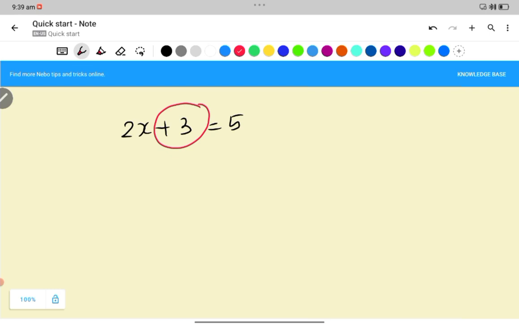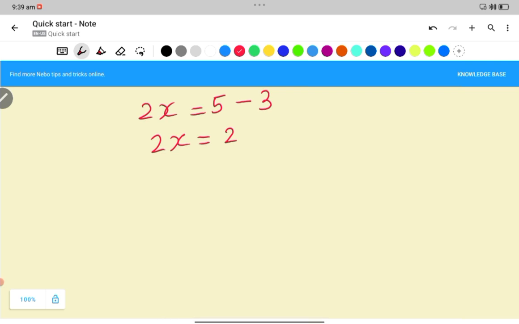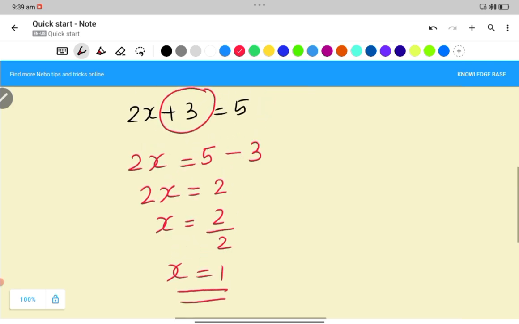So plus 3 becomes minus 3. 2x is equal to 5 minus 3. That is, 2x is equal to 2. Here 2 is multiplied with the x. We have to take this 2 to the other side. So multiplication becomes division. So x is equal to 2 divided by 2, that is x is equal to 1. So the solution or root of this given equation is x is equal to 1.